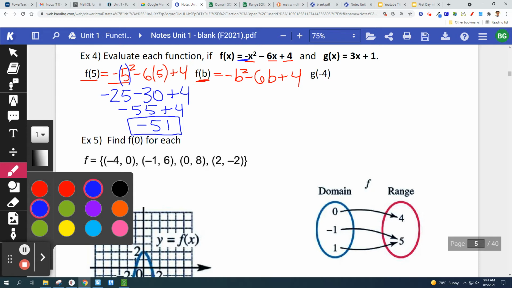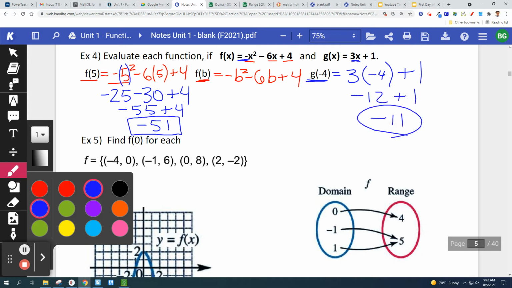And then the last one, notice it says g of negative 4, so you're plugging in a negative 4 right here. It's 3 times negative 4 plus 1, all right? When you're using your calculator, as long as whatever you plug in you put in parentheses, you're probably going to be okay. That is negative 12 plus 1, that is negative 11, there we go. Evaluate.